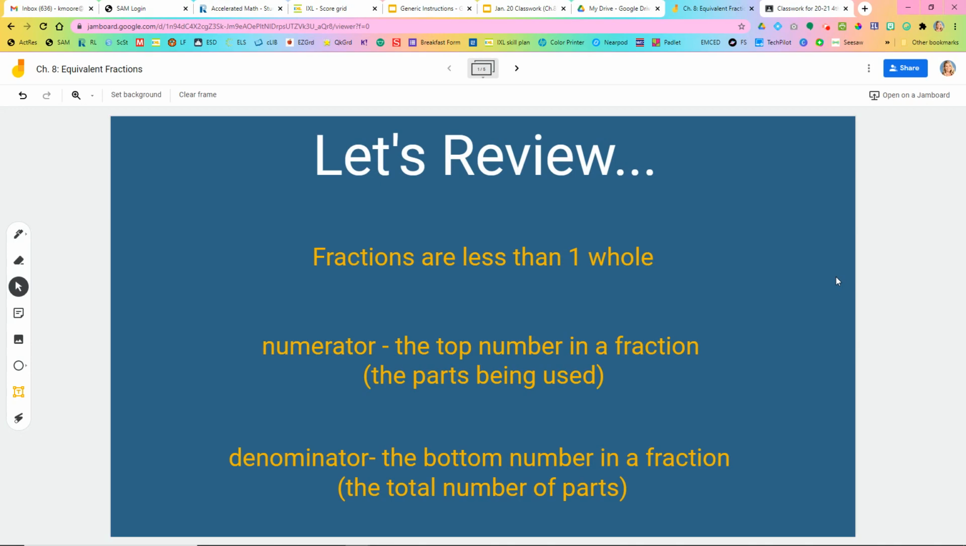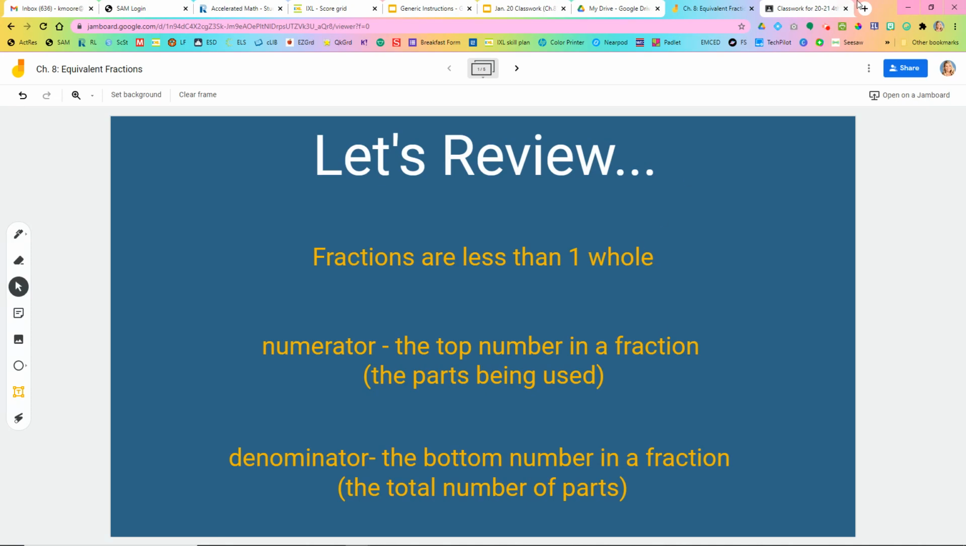To me, the denominator is the easiest number to find because you simply count the total number of parts. So the denominator is the bottom number in a fraction, and it's just the total number of parts that are there. So today, hopefully you watched that other video because we're going to talk about equivalent fractions today.